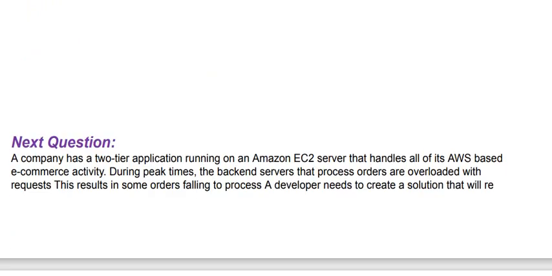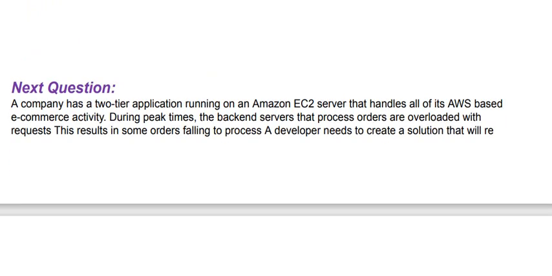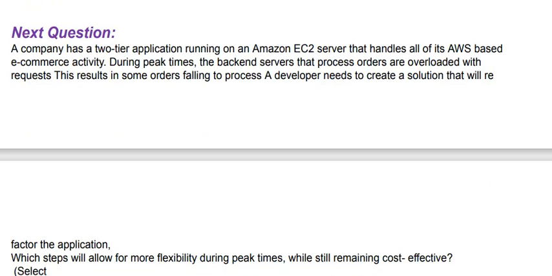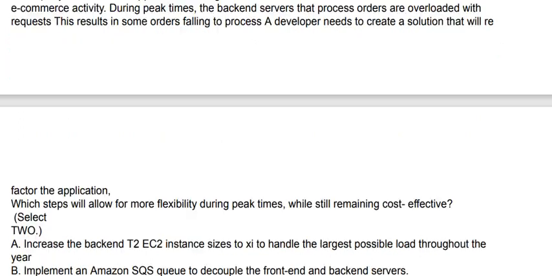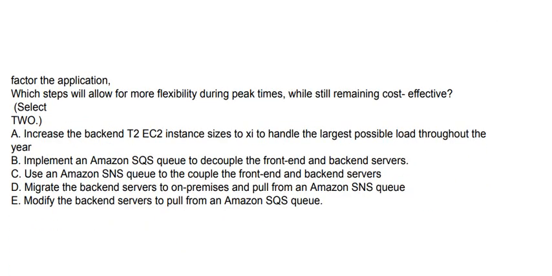Moving to next question. A company has a two-tier application running on an Amazon EC2 server that handles all of its AWS-based e-commerce activity. During peak times, the backend servers that process orders are overloaded with requests. This results in some orders failing to process. A developer needs to create a solution that will refactor the application. Which steps will allow for more flexibility during peak times while still remaining cost effective?